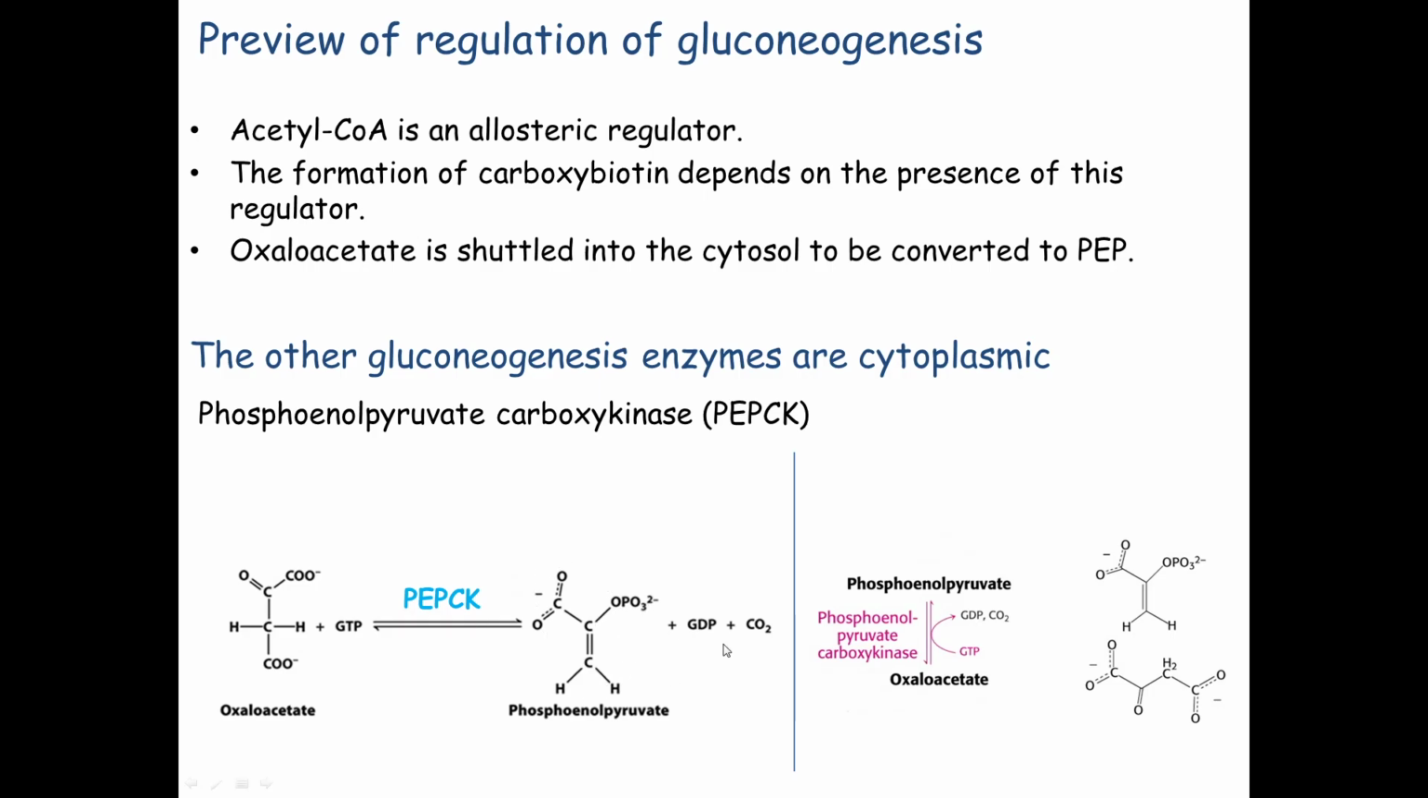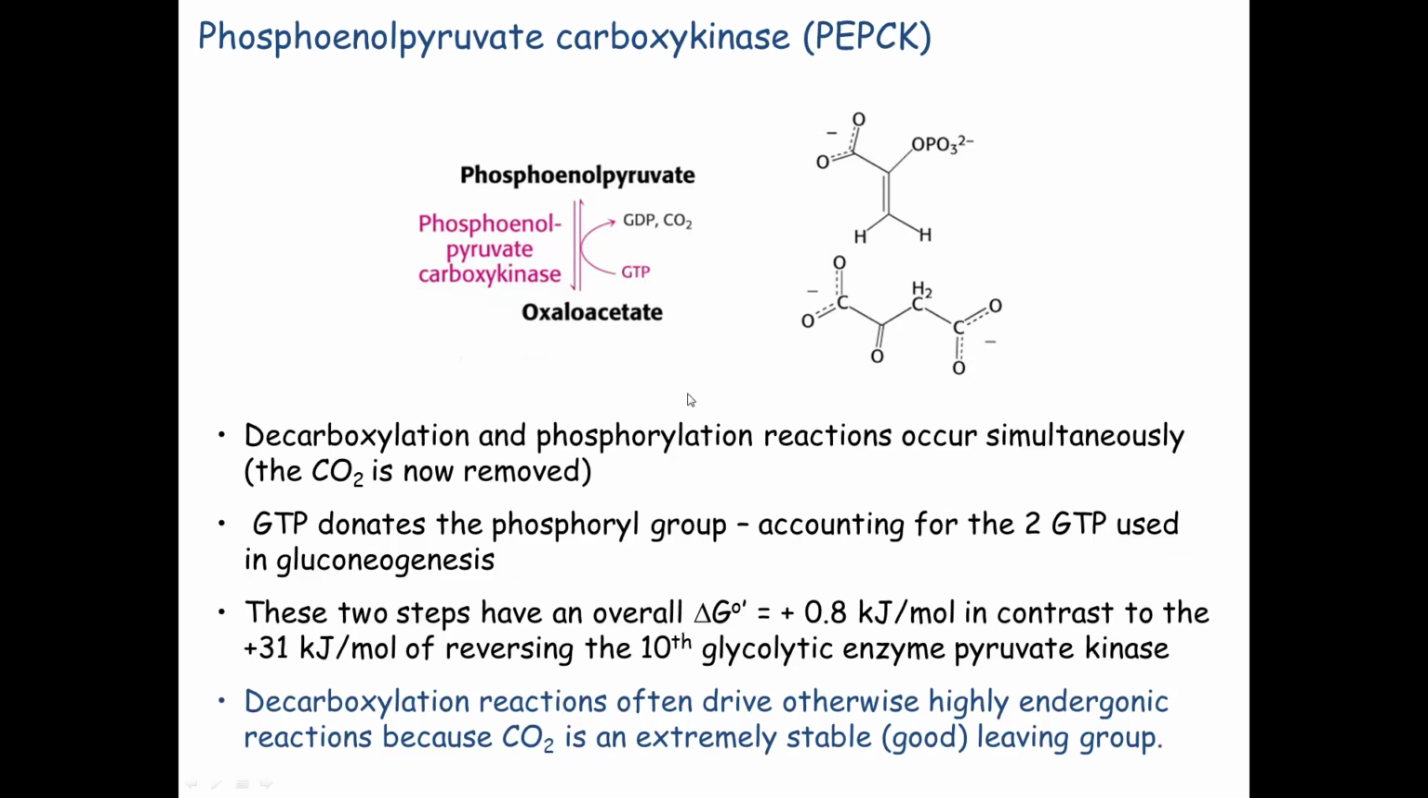The byproducts of that are again GDP left over from the loss of one phosphate, and the decarboxylation of the beta keto group to make CO2. Okay, so same reaction shown here. How does this work? We do them simultaneously. We lose the CO2 and we phosphorylate it in the same step. Those two reactions are now coupled.